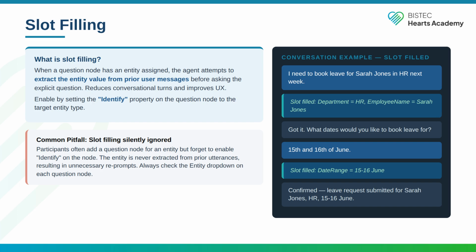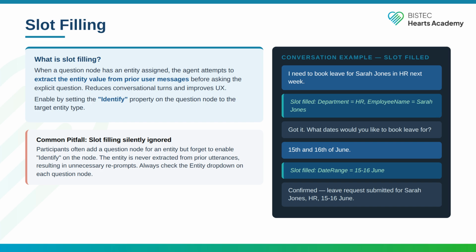The most common pitfall with slot filling is configuring a question node with an entity type visible in the node settings, but forgetting to enable the identify property. When identify is not set, the entity type is defined but slot filling does not occur. The agent will always ask the question regardless of what the user has already said.